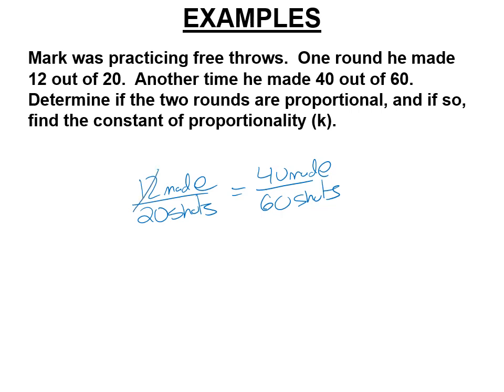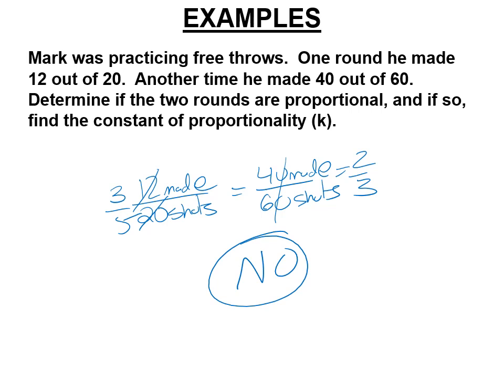Well, 12/20 simplifies, divide both of those by 4. I was going to divide them by 2, but 4 goes in there, so you get 3/5 over here. These simplify, well, I can divide by 10 and get 4/6, but this simplifies to 2/3, so no. So there is no constant of proportionality. You only put a constant of proportionality if they're proportional, if they're equal.